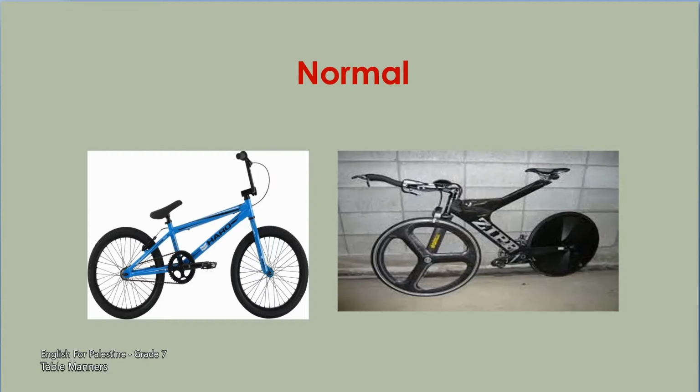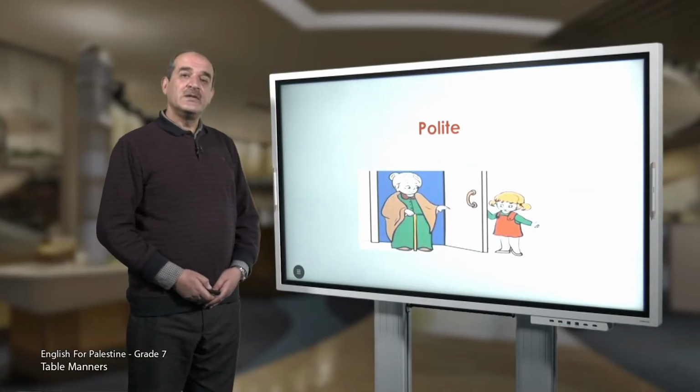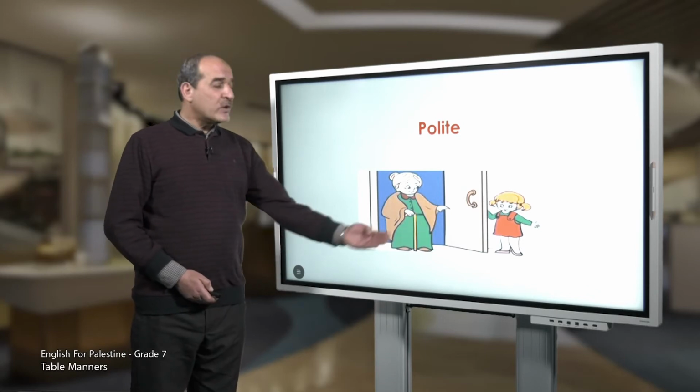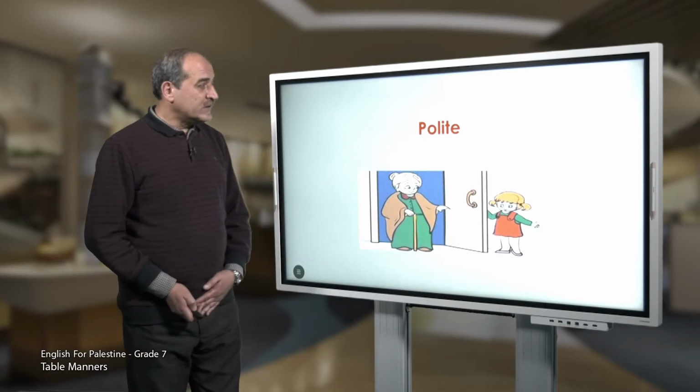Normal. Normal. We have two different bikes. Have a look at the first one. The bike, this one, is normal. But look at this one. It is abnormal. It is strange. Polite. Polite. Look at this girl. She is polite. Why? Because she respects her grandmother. So she is polite.